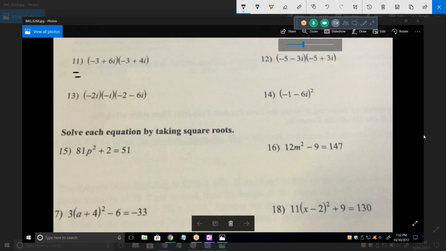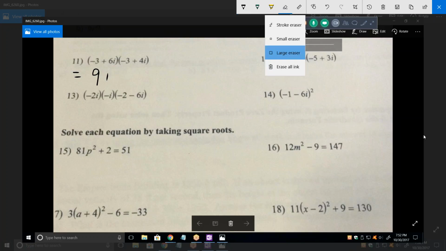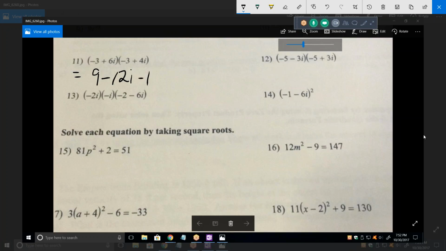And then that means -3 times -3. You can do it on your calculator, I don't care. -3 times -3 gives an answer of 9. Okay, 9. Next term. -12i. Correct. What's the next term? Then -18i. Correct. And then the last one is 24i. What's the sign in front of it?